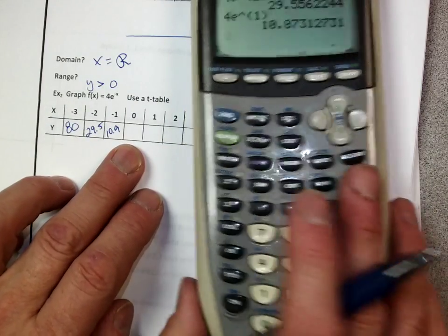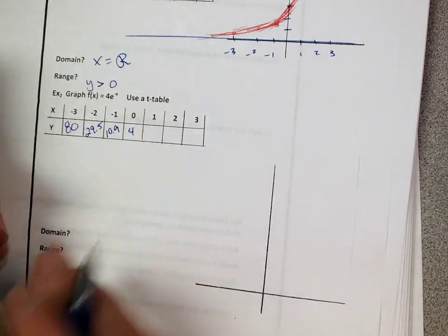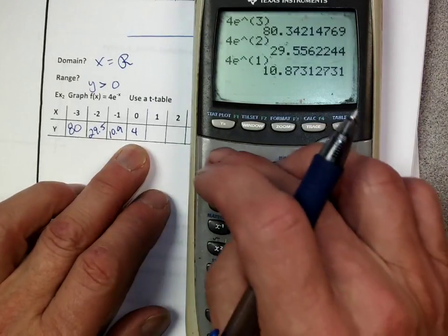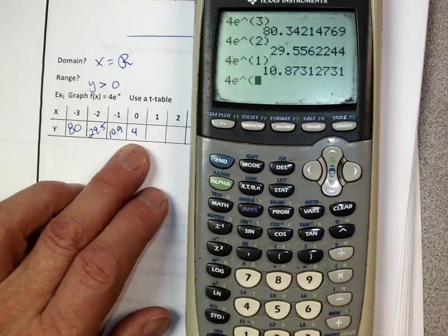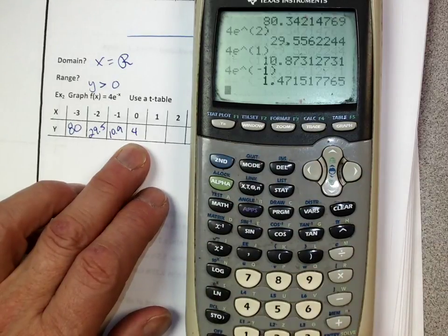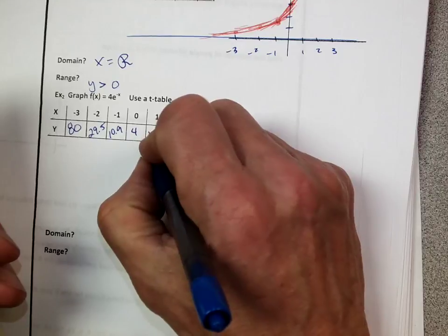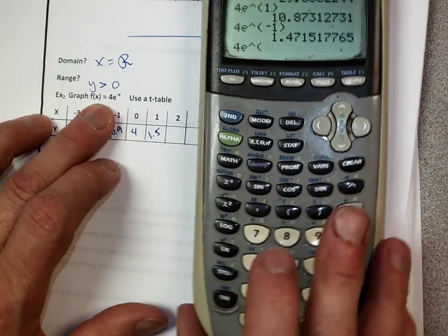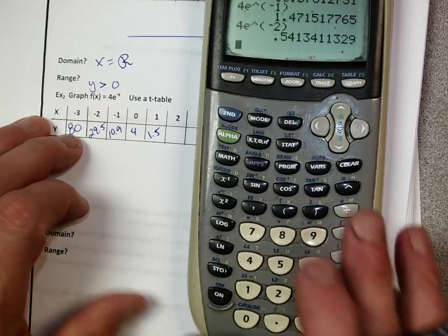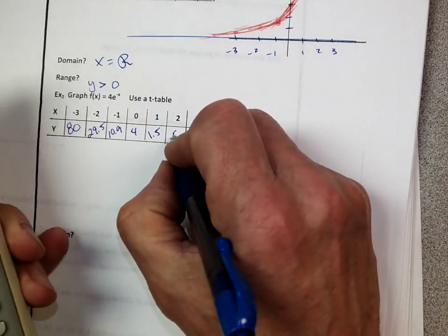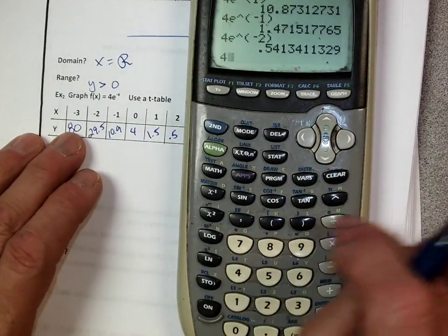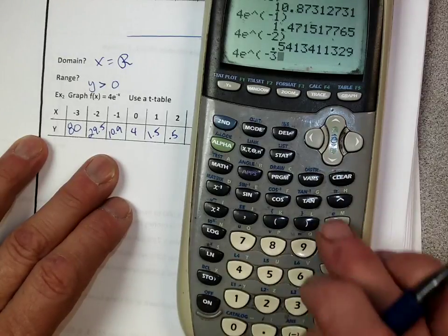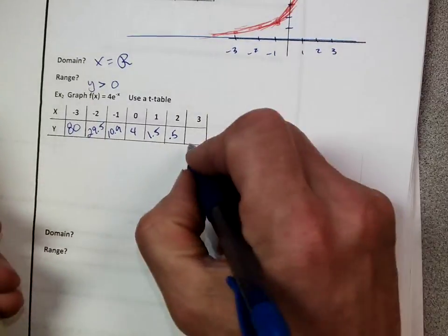To the 0 power, it's going to be 4. You can try it, trust me. I know that. Anything to the 0 power is always 1, right? We'll go 4. We'll go E to the negative 1, right? It's about 1.47 or 1.5. We'll go 4. Use our E button to the negative 2. About 0.5. We'll go 4. Use my E button, E to the negative 3. And I get an answer about 0.2. Okay?